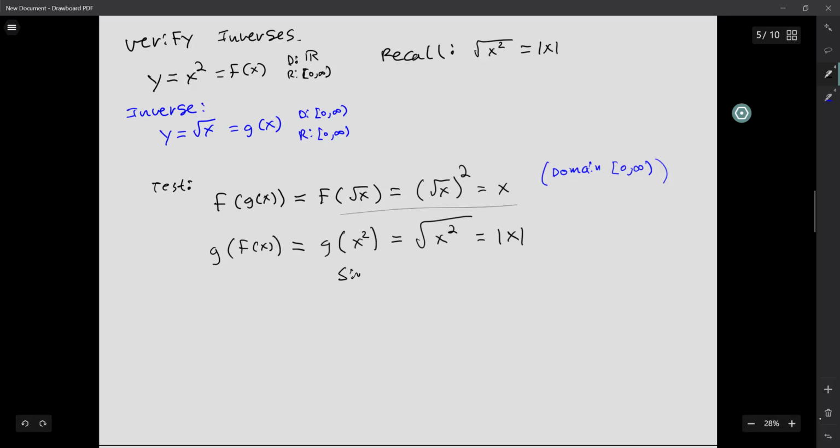And since x is not equal to absolute value of x, we say that g of x is not an inverse for f of x. Both of them need to simplify to just being x in the very end. So let's see another one where this process works.